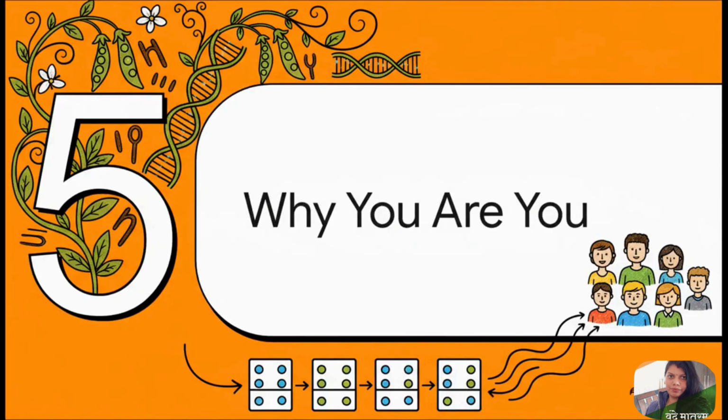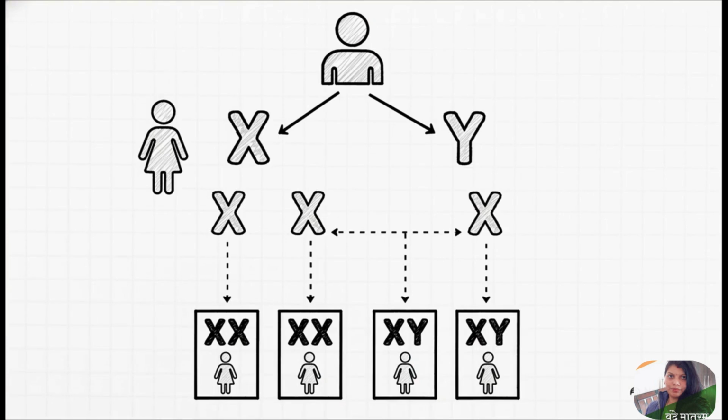Okay, so we've spent a lot of time in a pea patch. But what does all this have to do with us? Let's bring these principles home and see how Mendel's laws explain why you are you. A perfect human example is sex determination. Females have two X chromosomes, males have an X and a Y. Now, following Mendel's law of segregation, a mother can only pass on an X chromosome. So it's the father's contribution, either his X or his Y, that determines the sex of the child. It's a perfect 50-50 genetic coin toss.